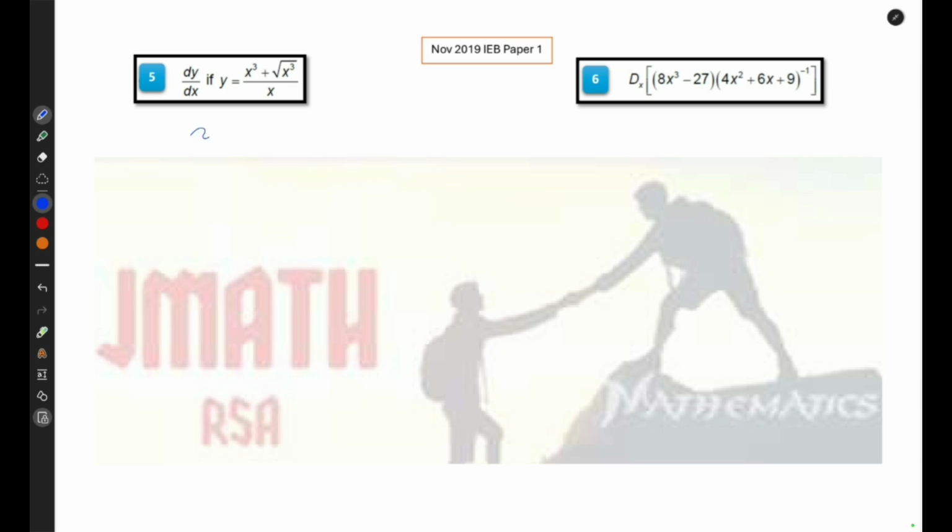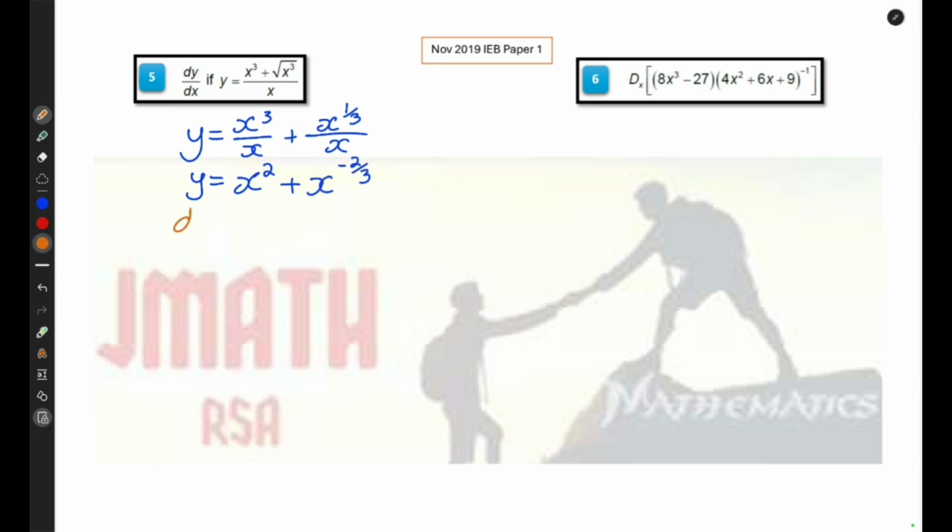Question 5. Okay, so I know I need to simplify first. So I'm going to split into 2 separate fractions: x cubed over x plus x to the third over x. I can simplify one more step by saying this is 3 minus 1, so that's just x squared, plus a third minus 1, which is x to the power minus 2 over 3.